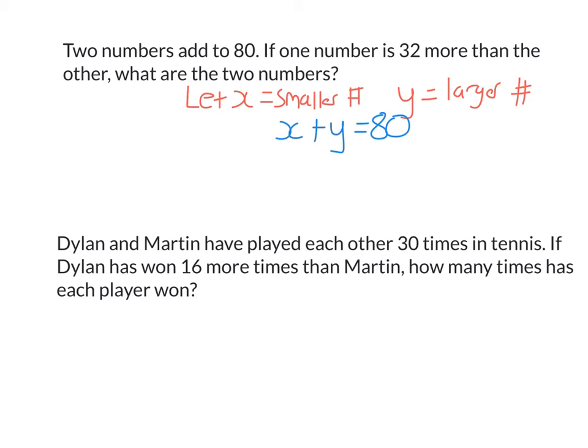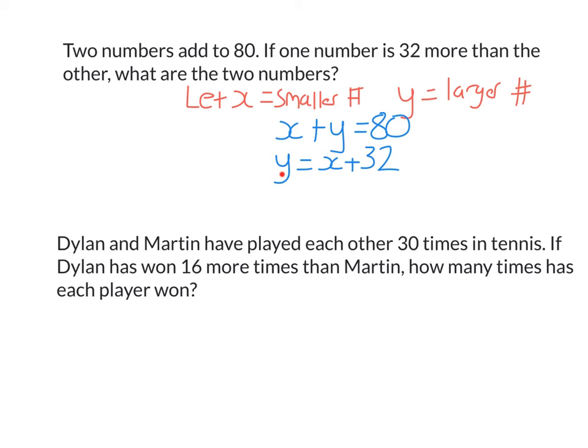So that comes from the second bit of information. One number's 32 more than the other. So the larger number is 32 more than the smaller number. This is all the hard work. Once you've got the two equations with the two variables, the hard work's done. We're just going to solve it like we did on the previous slide.